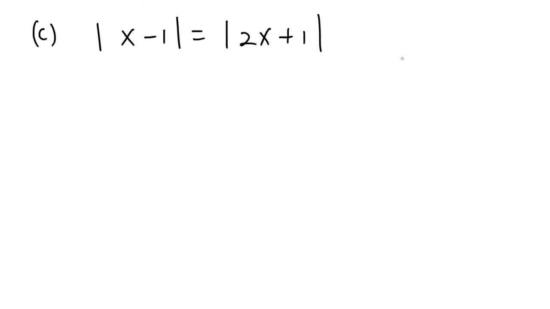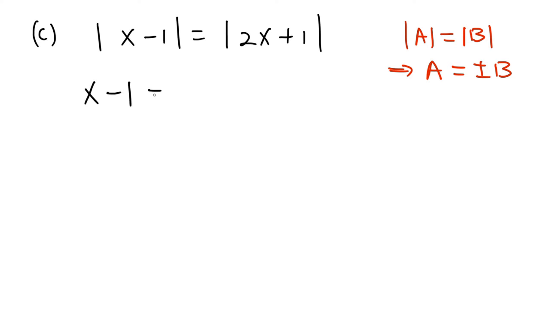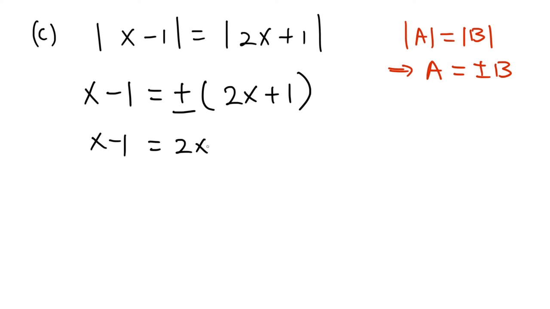Okay, now in this next example, we have two absolute value signs. But the idea is the same, the formula is the same. If we have two expressions with the same absolute values, then we can say that a is either plus or minus b. So in this example, x minus 1 equals plus or minus of the whole expression 2x plus 1. If this sign is positive, we have x minus 1 equals 2x plus 1. And if this sign is negative, we have x minus 1 equals negative parentheses 2x plus 1.